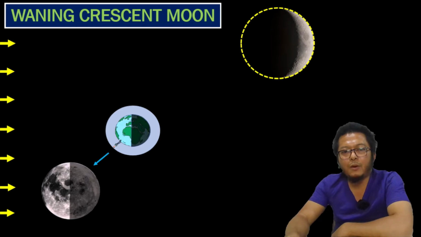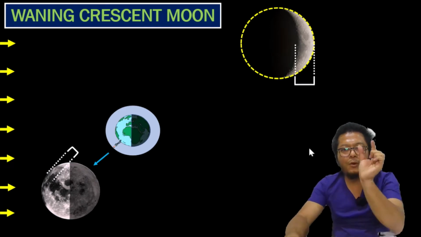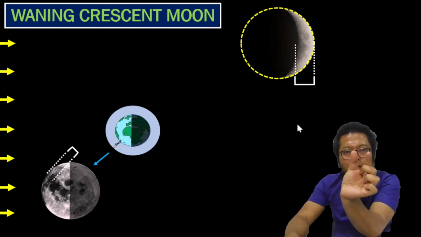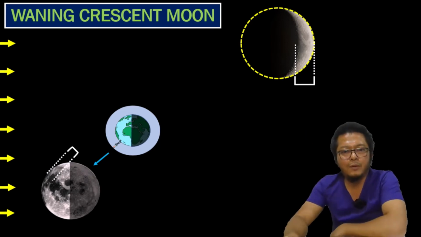What happened is, here we can only see this part of the moon. The dark part, which is here, we cannot see it. That's why it looks like a curved moon, because we only see a little part of the moon. From Earth, we can see just a little part of the moon here, just a little part.